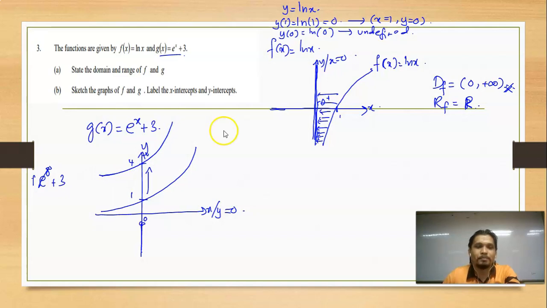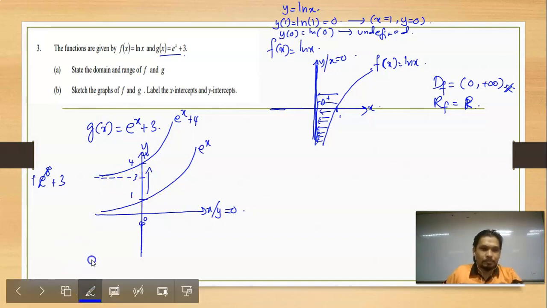So this is e power of x, and this is e to the power of x plus 3. And this is what we call the horizontal asymptote, where the graph slides down, approaching the line, but it won't touch the line at all. So now this line shifts 3 units above, where y equal to 3. There you go. Now I clear this.